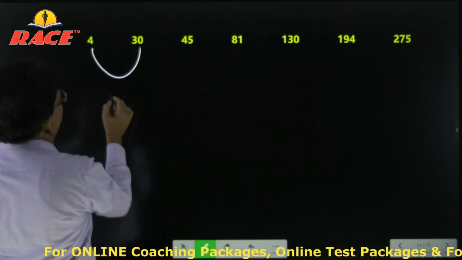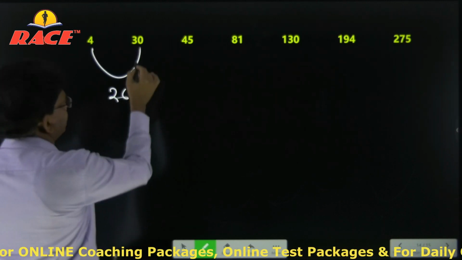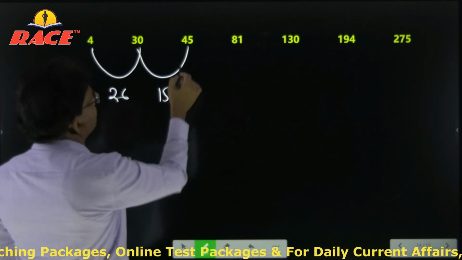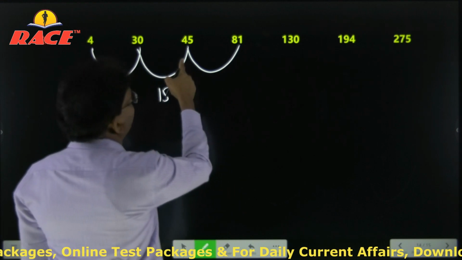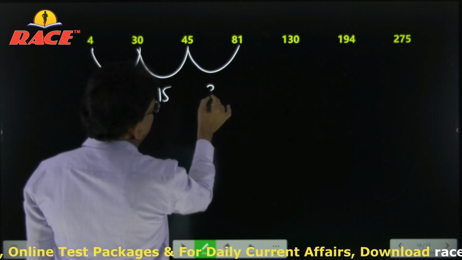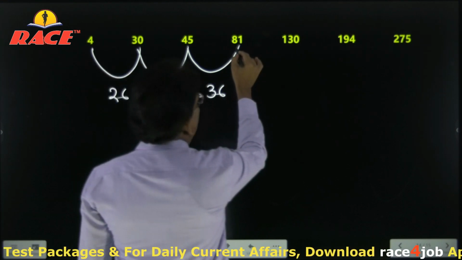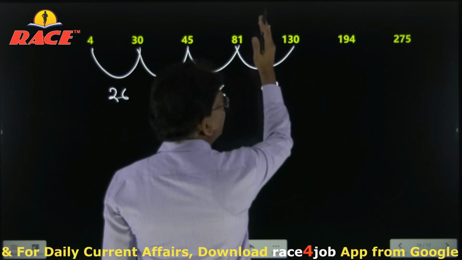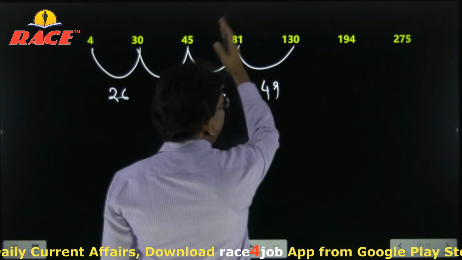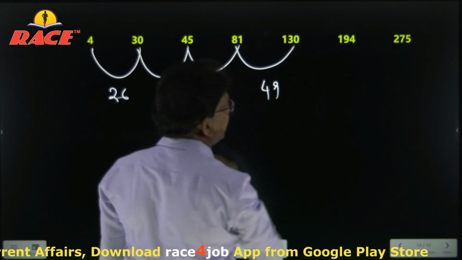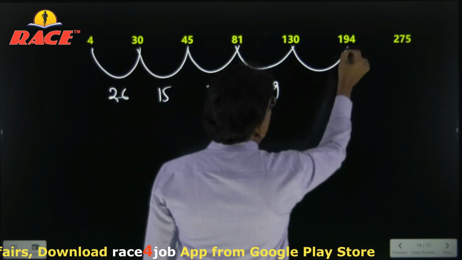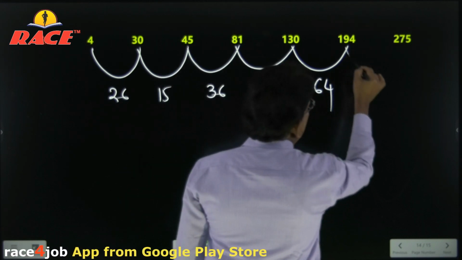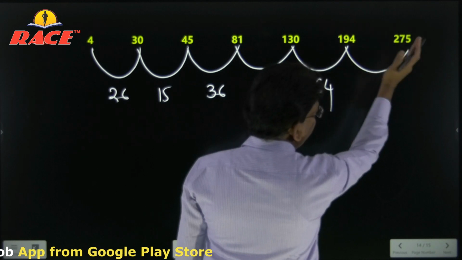So 4 and 30, what is the difference? 26. 30 and 45, what is the difference? 15. Okay. 45 and 81, 45 plus 35 is 80 plus 1, 36. And 81 and 130, 19 plus 30, 49. In between 100 is there. Remember, 100, this is 19 difference, 30 difference. Together it is 49 difference. Okay. 130 and 194, this is 64. Okay. 194 and 275, 6 plus 75, 81.